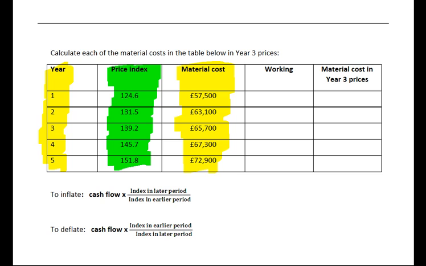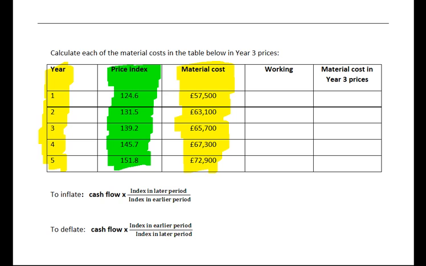Now, the price index has risen from 124.6 at year 1 up to 151.8 in year 5. And the fact that the price index has risen quite significantly here does show us there's been a reasonable amount of inflation, and so the material costs would be expected to rise. That doesn't necessarily mean that the real costs are actually going up when you take account of that inflation.